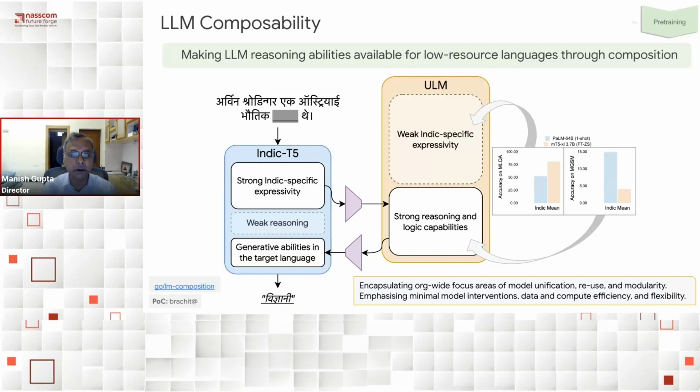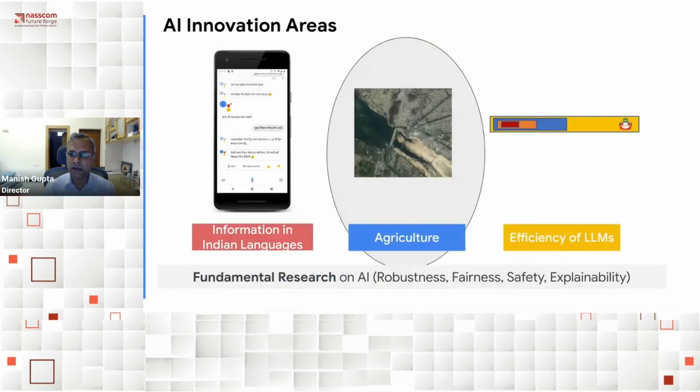And what we are trying to do is combine the reasoning and other powerful capabilities of these large language models with much better representation of Indian and other languages with much lower representation.